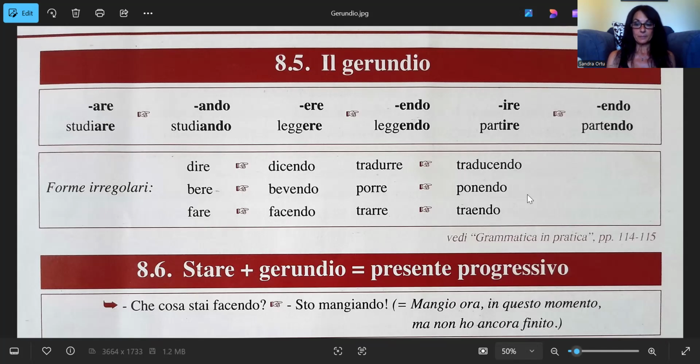So I repeat, in Italian, this construction, presente progressivo, is used when we are saying what we are doing exactly in this moment. Like in this moment, I am talking. Sto parlando. O sto registrando. I am recording. I'm not really doing anything else. So I cannot say that I'm doing it tomorrow. I'm doing it now.